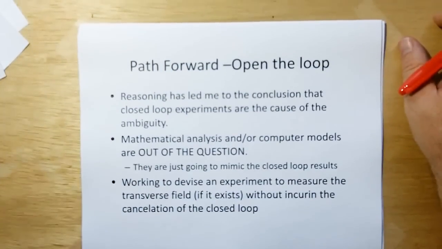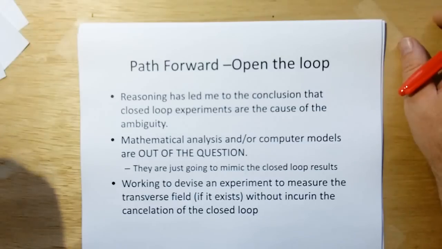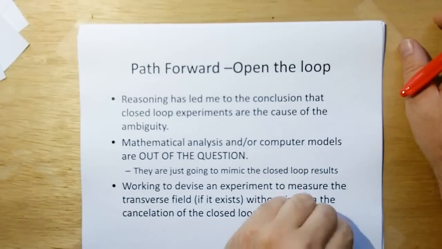So the way to go forward is to open the loop. We need to make measurements that don't have a closed loop so that we can determine if, in fact, the transverse components of the spherical field really do exist. And we can't use mathematical analysis or computer models or all that, because those are completely out of the question: they're going to be based on the measurements we made of closed loops, and because of that, they're going to mimic the closed loop results. So we can't use anything we have now. So we have to devise an experiment to measure the transverse field, if in fact it does exist, without incurring the cancellation that we get with the closed loop.